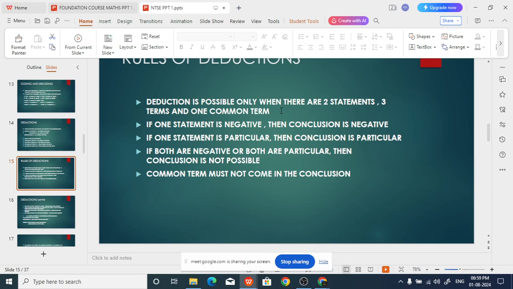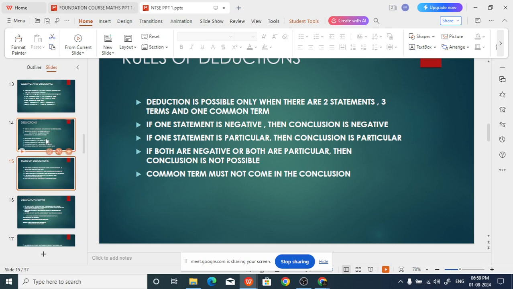If one statement is particular, then the conclusion is particular. What is particular? It may start with some or many, a few, several. All these things are called particular statements. If both are negative or both are particular, then the conclusion is not possible. The common term must not come in the conclusion.